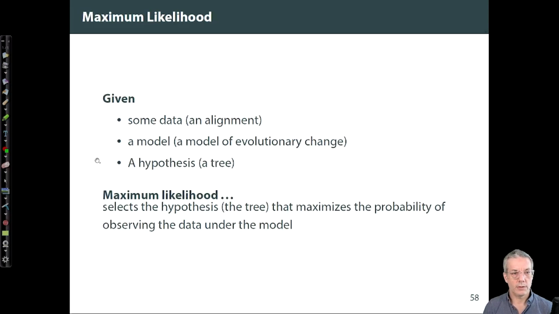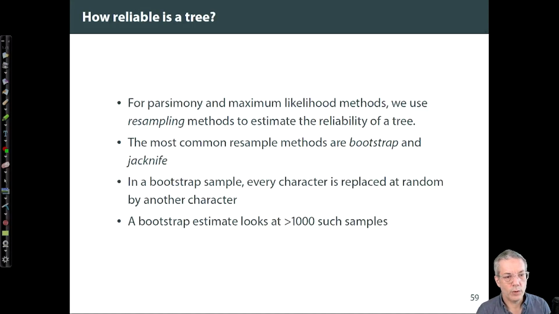So, yeah. Now, for a lot of methods, it says here parsimony and maximum likelihood, but this is true for many other methods, Bayesian methods, and even distance-based methods. We use resampling to estimate the reliability of a tree. So what do I mean by the reliability of a tree?